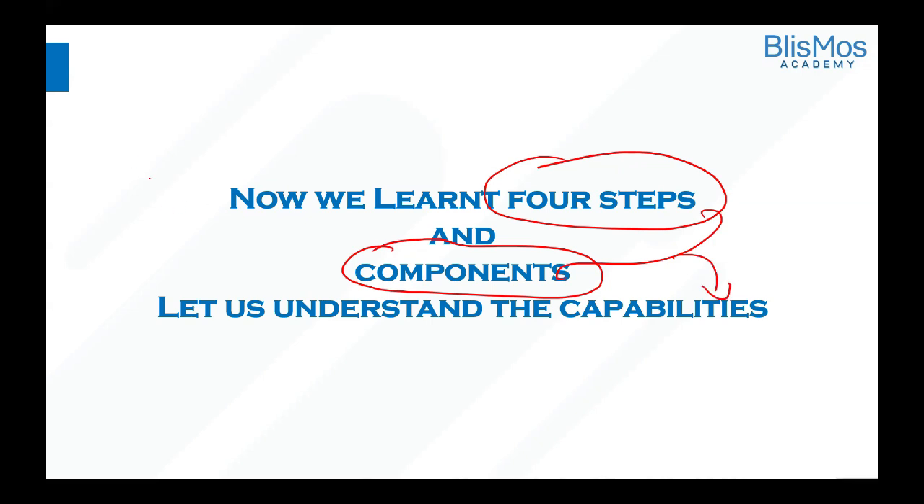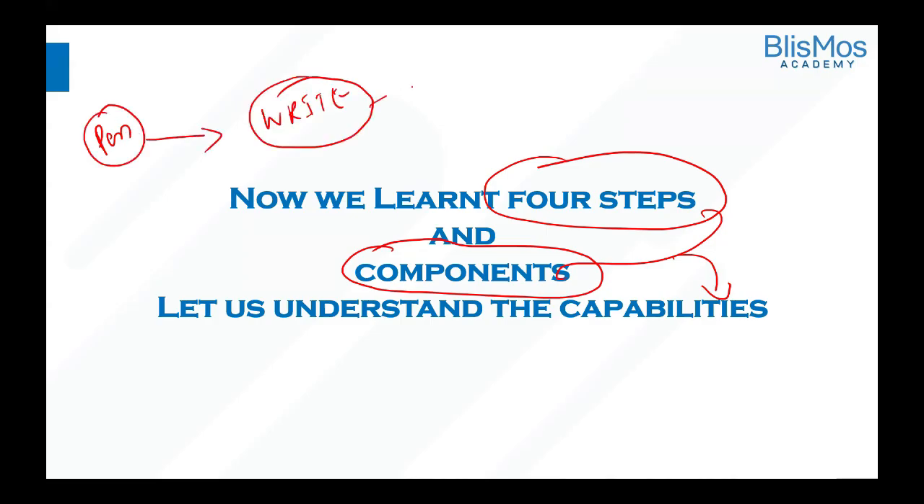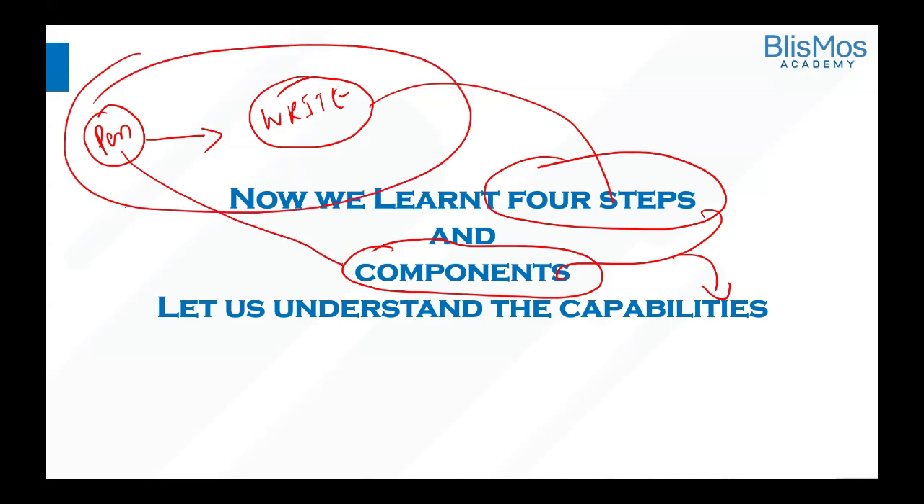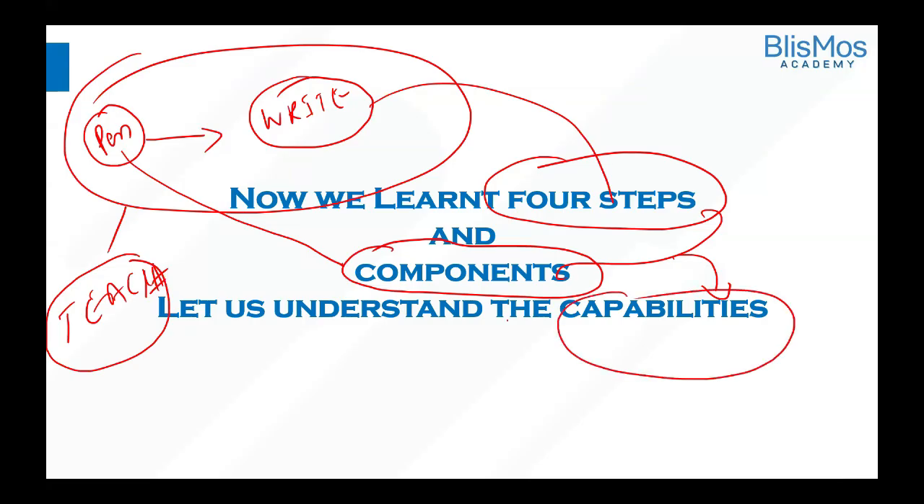Simple analogy which Vinith was saying yesterday, we have a pen. Through pen, we can write. The write is a step, pen is a component. Now, by using these two, we can teach. I'm talking about the capabilities. Combination of steps and components will give us the capabilities. So let me cover those capabilities at a very high level.